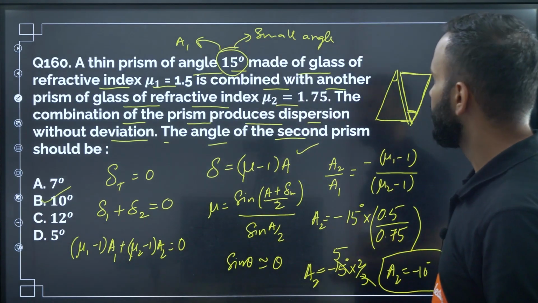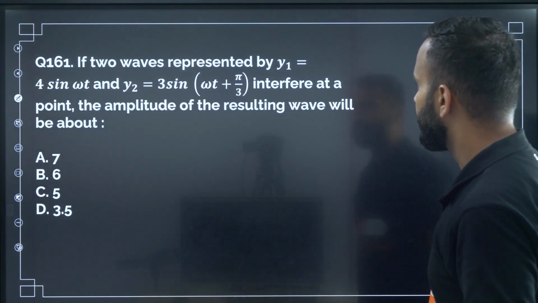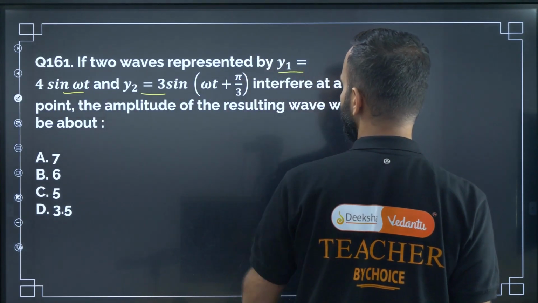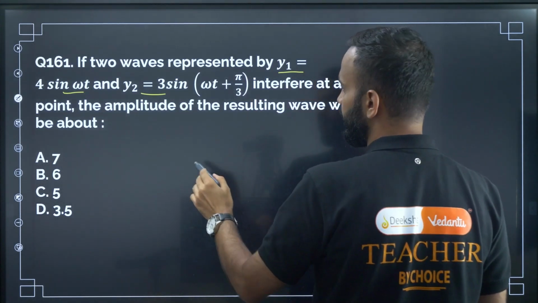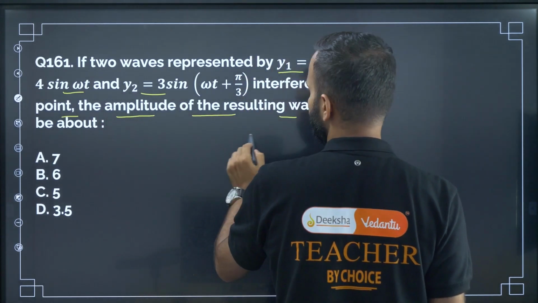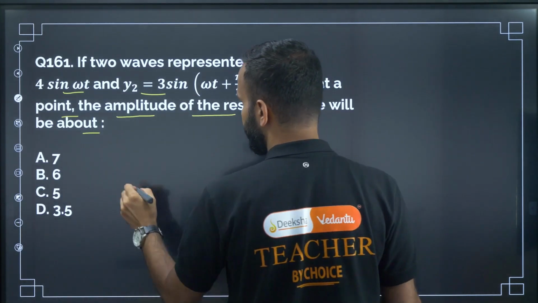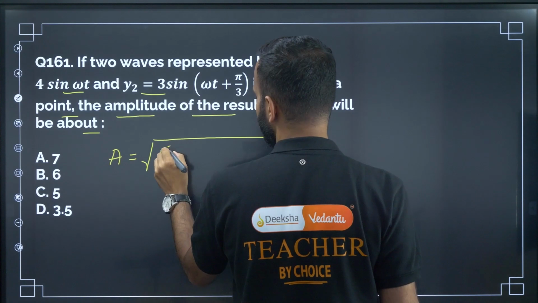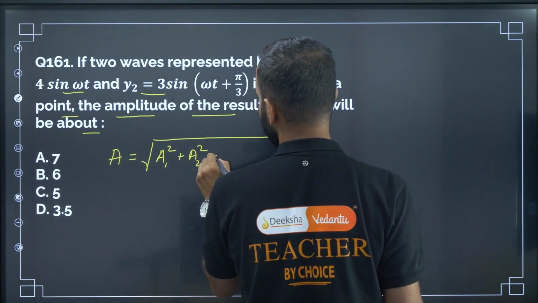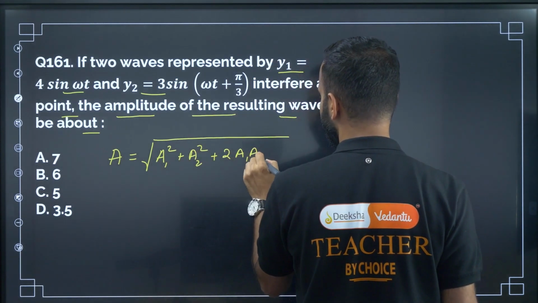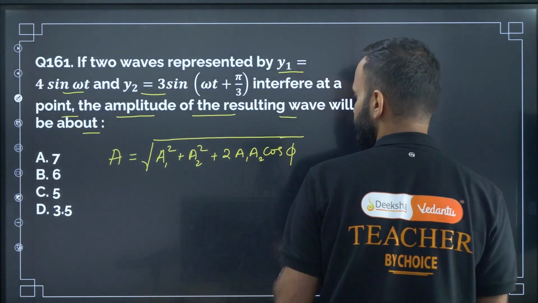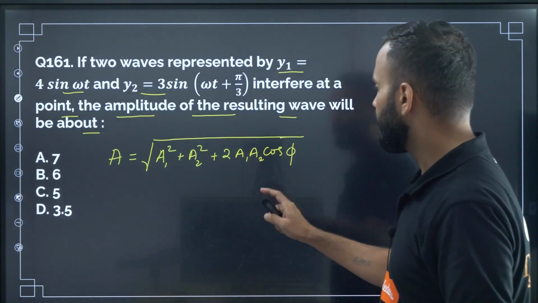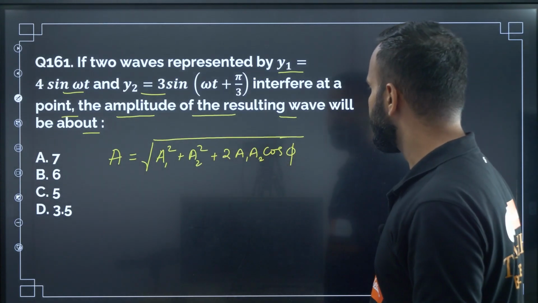Next question, question number 161. If two waves represented by y1 equal to 4 sine omega t, y2 equal to 3 sine (omega t plus pi by 3) interfere at a point, the amplitude of the resulting wave will be about. We need to find the resultant amplitude. Resultant amplitude A is equal to root of a1 square plus a2 square plus 2 a1 a2 cos phi. This is the formula we have to use.